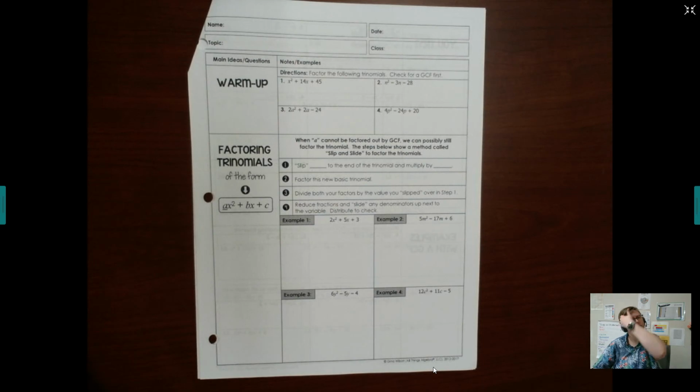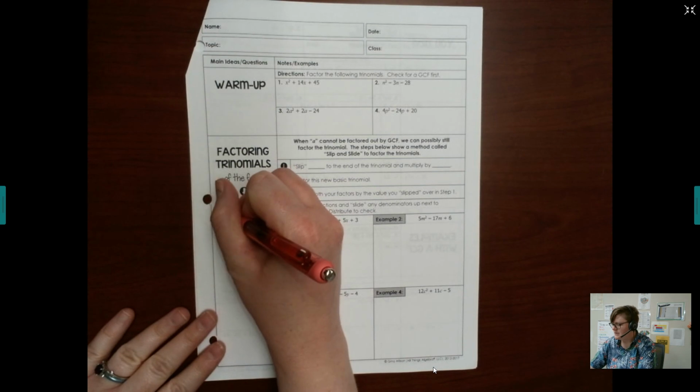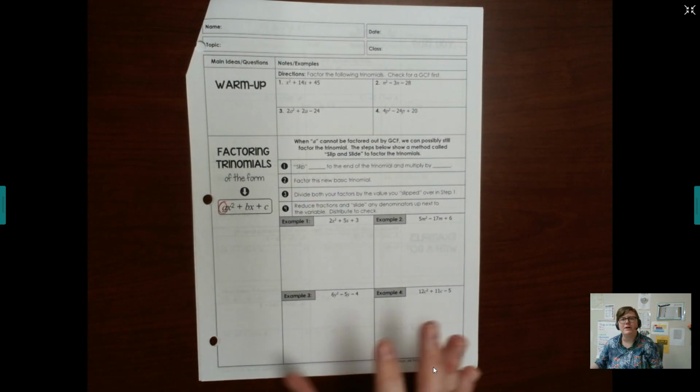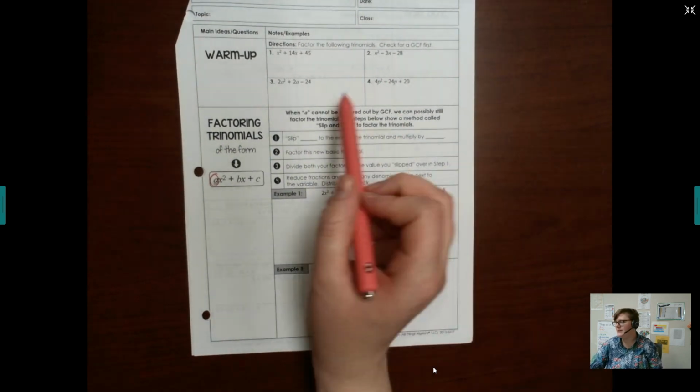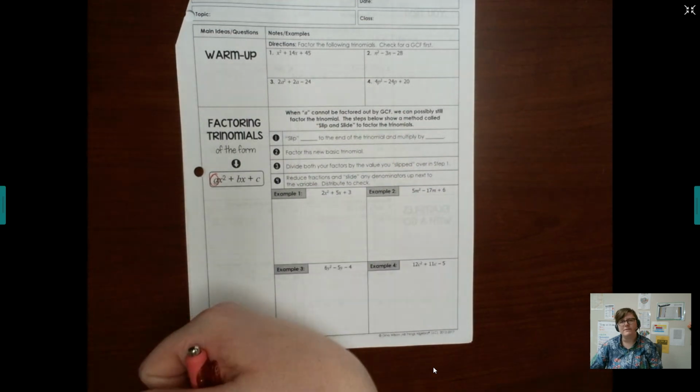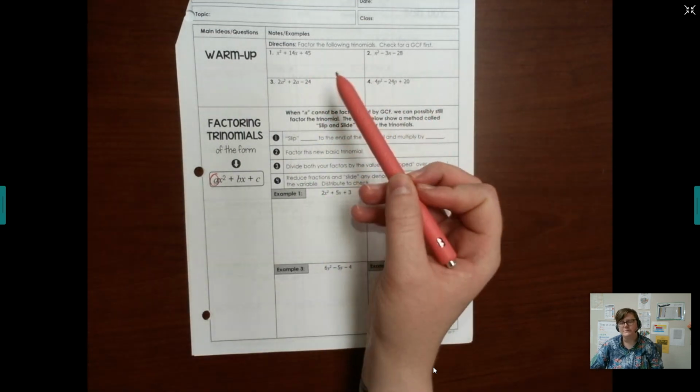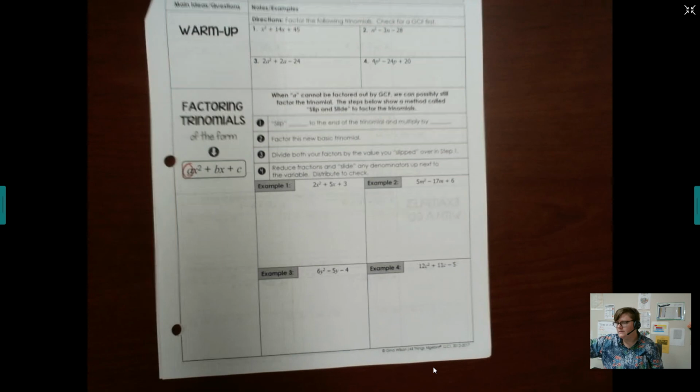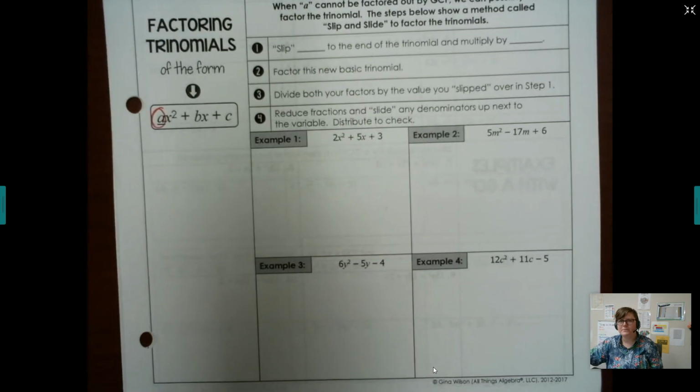Right, this one is going to be about factoring trinomials that have a leading coefficient. So they've got a little number out in front of that x squared. Again, I'm not going to do the warm-up on the video. You'll be doing these ones in class for yourself as your warm-up.